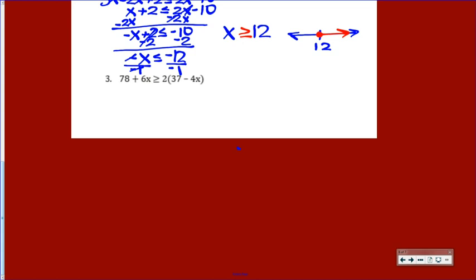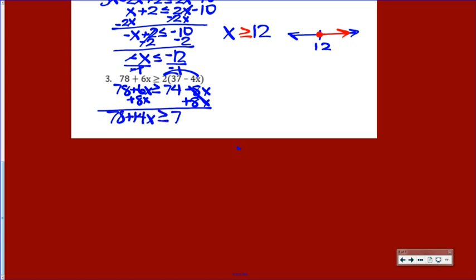Number 3. 78 plus 6x is greater than or equal to 2 times 37 minus 4x. So again, we have those parentheses, so we're going to distribute. 2 times 37 is 74. 2 times negative 4x is negative 8x. Add 8x to both sides. Cancel, so 78 plus 14x is greater than or equal to 74. Subtract 78. Those cancel, so we have 14x is greater than or equal to negative 4.